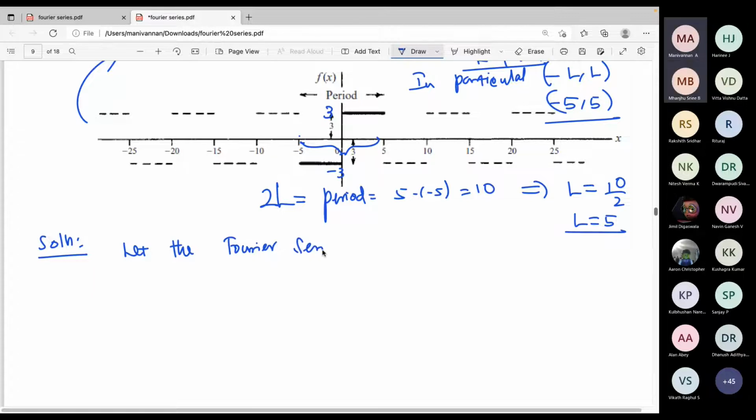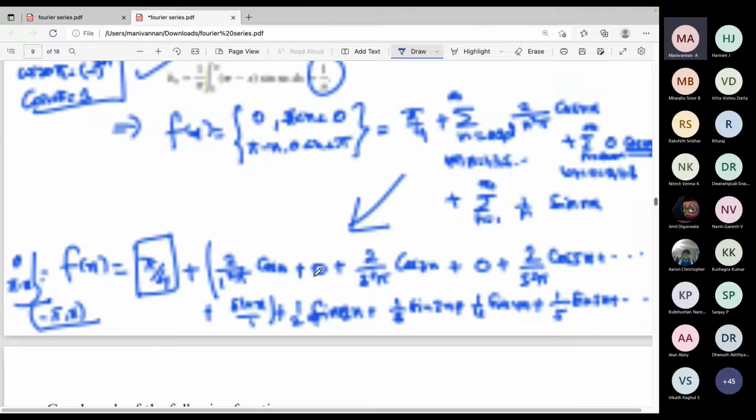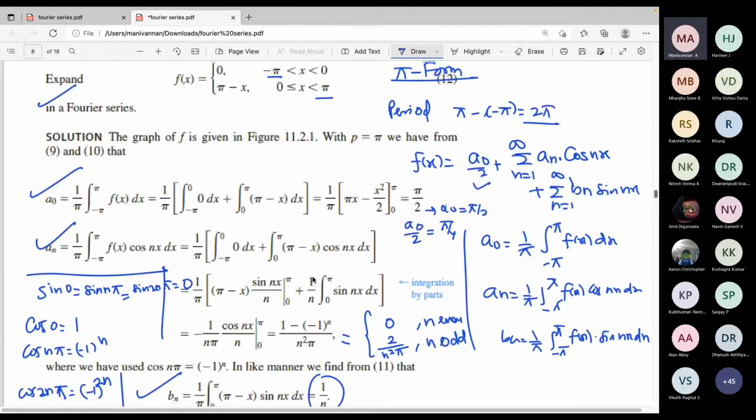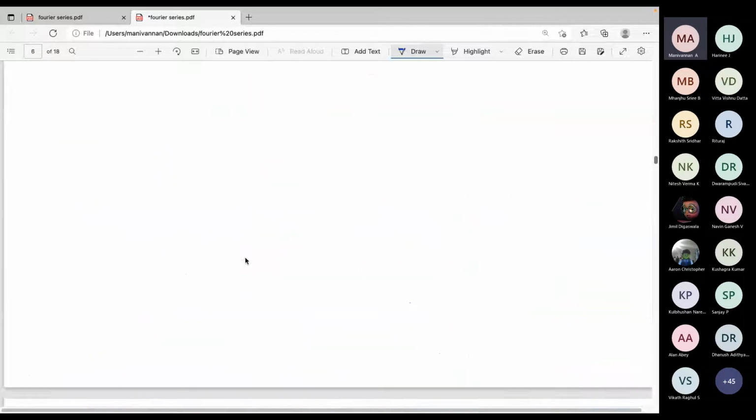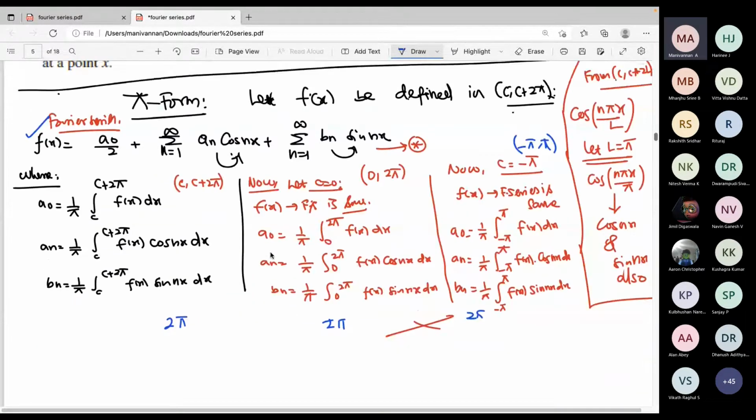Let the Fourier series be a naught by 2 plus sigma n from 1 to infinity. Here a0, an, bn are the Euler coefficients, the Fourier coefficients. If n equals 3, it means we have two constants, a3 and b3. If you want to compute the 100th term, you have to compute a100.